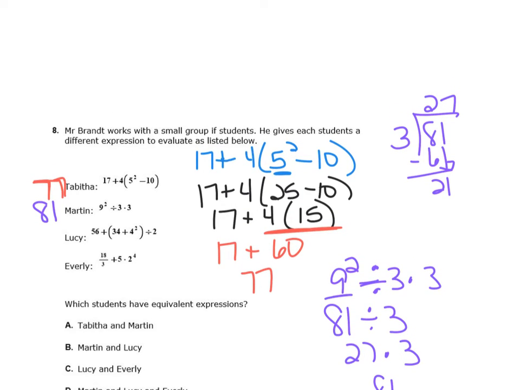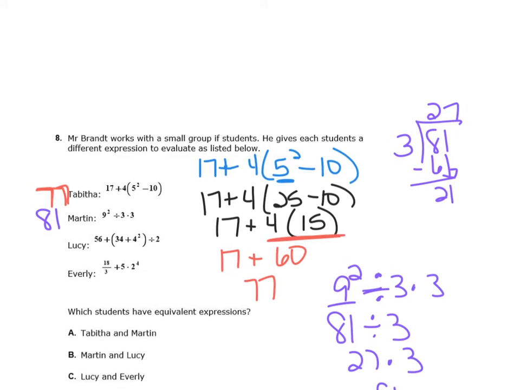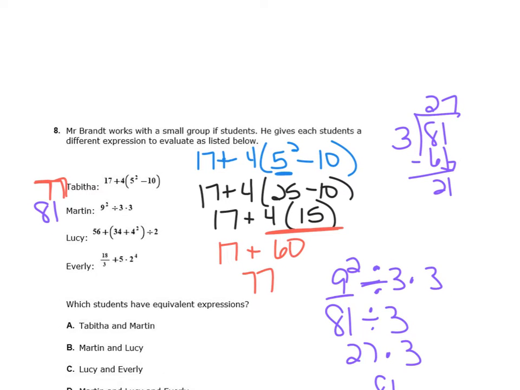So I'm going to go ahead and go to Martin. Martin, we already did. Lucy. So Lucy is going to be 56 plus 34 plus 4 to the second power divided by 2. Okay, so parentheses first. And in parentheses, we have to look at what's in there.